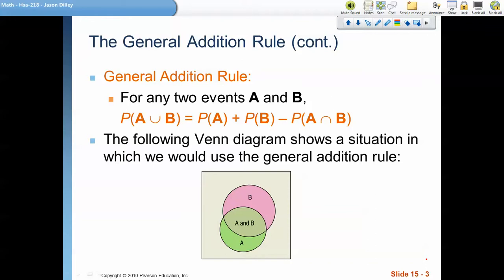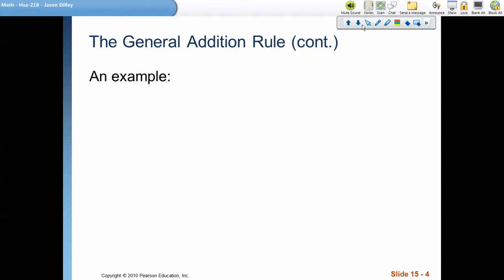Shall we do some examples? I think the examples are next.